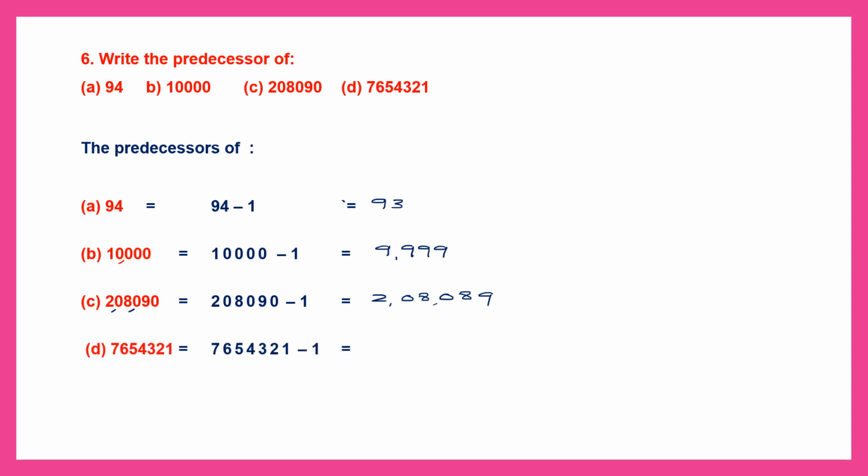Next one, let's place the commas again. So now this is 76,54,321. Now that minus 1. So 1 minus 1 is 0. Then we have 2, 3, 4, 5, 6 and 7. Let's place the commas in the right places. What do we have? 76 lakh 54,320. So we have found the predecessors of all these numbers. Remember, when you have to find the predecessor of any number, you have to minus 1 from that number.